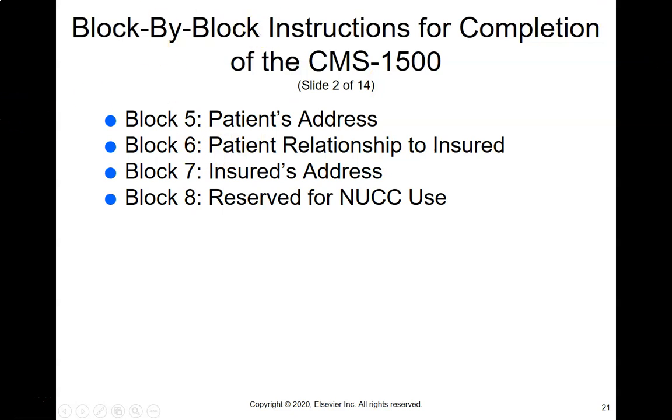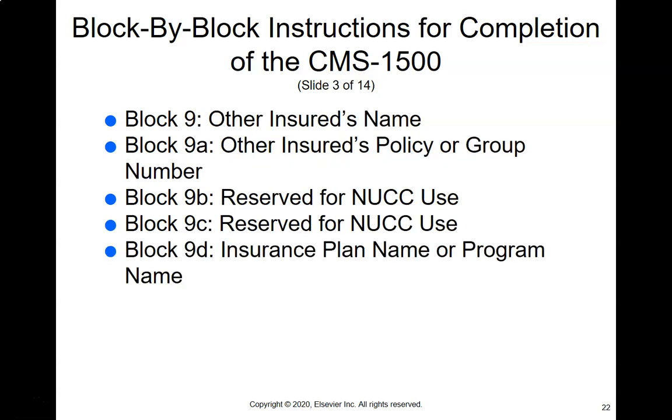Block 5 is the patient's address. Block 6 is the patient's relationship to the insured, such as self or spouse. Block 7 is the insured's address. Block 8 is reserved for NUCC use. Block 9 is the other insured's name. Block 9A is the other insured's policy or group number. Block 9B is reserved for NUCC use. Block 9C is reserved for NUCC use. Block 9D is the insurance plan name or program name.